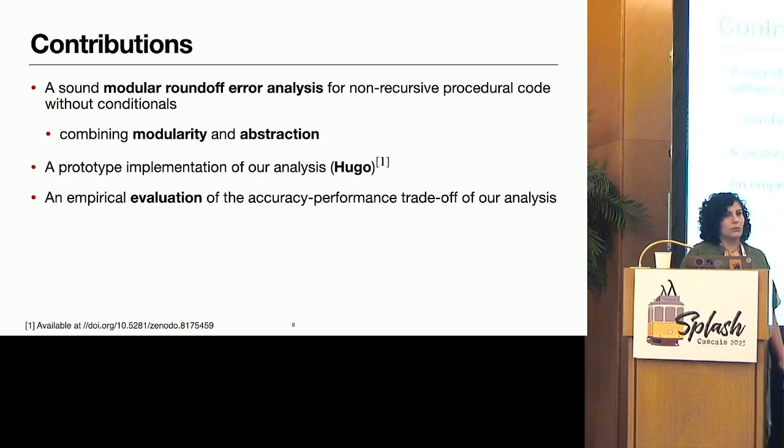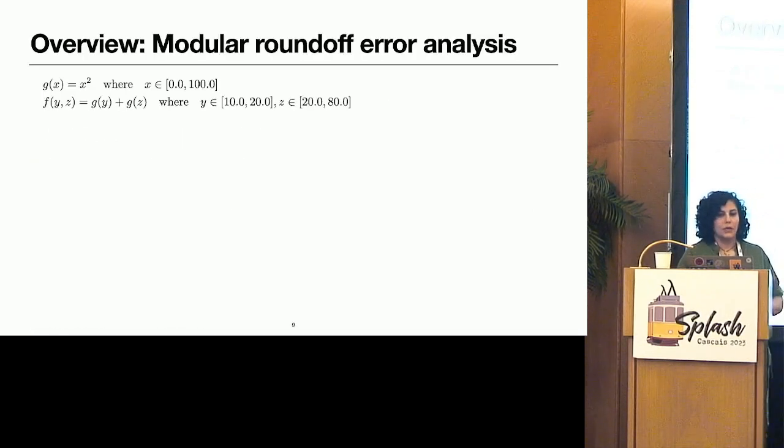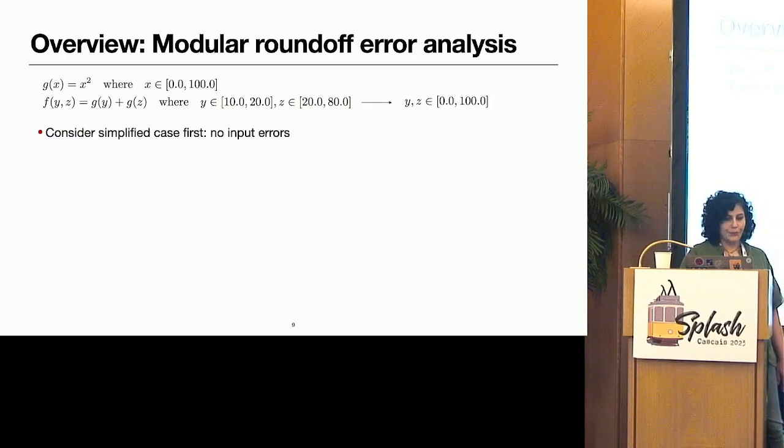Next, I'm going to explain our modular approach. In our modular round-off error analysis, we have extended the FPTaylor approach to also support procedure calls. Let's assume that this is the same example as before, and now it has been rephrased to have function calls. We can see that G is called twice here with different arguments that both have different intervals, and both of them are within the allowed range of G.